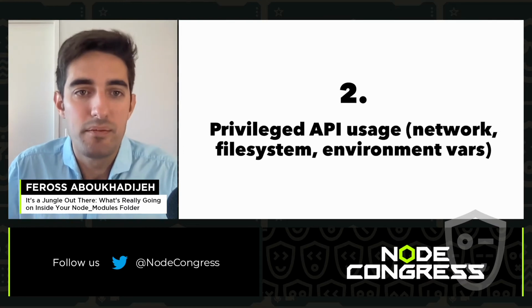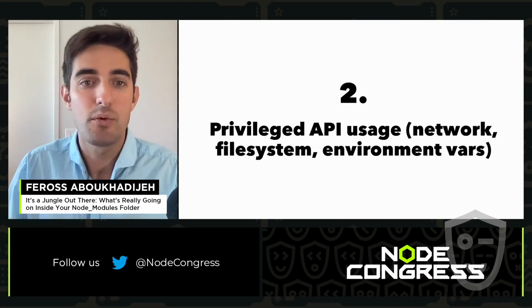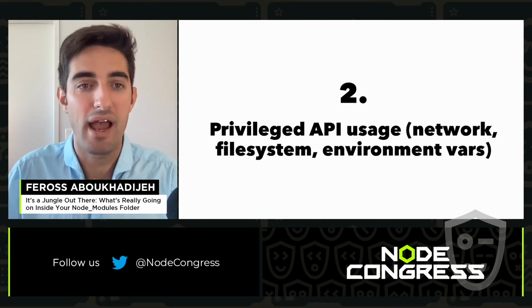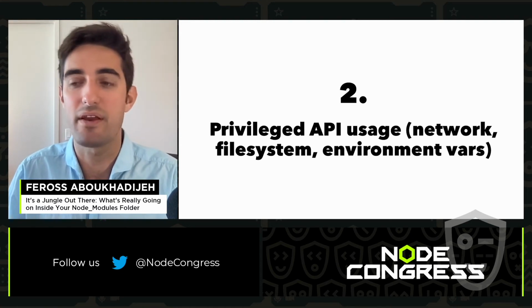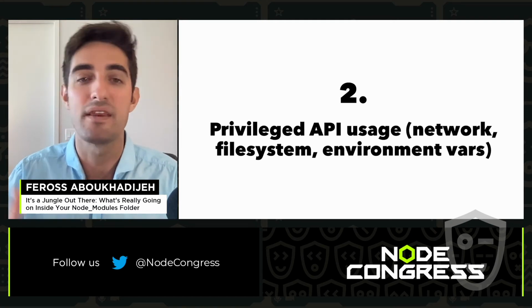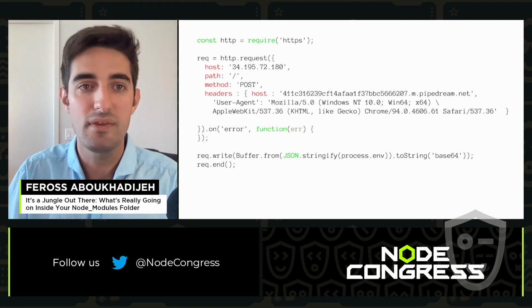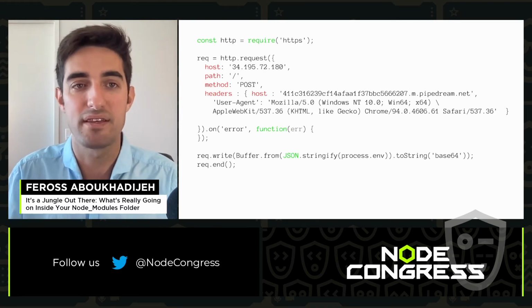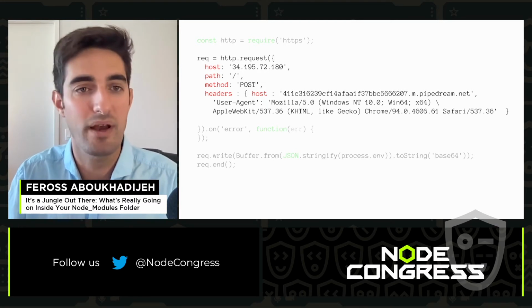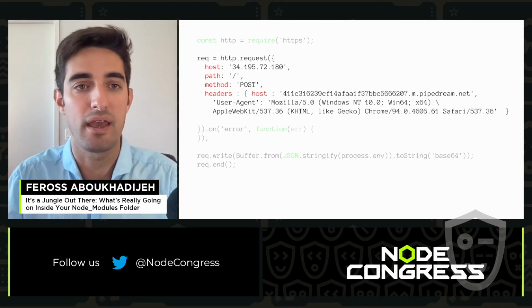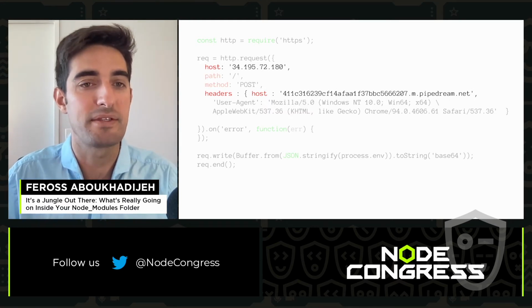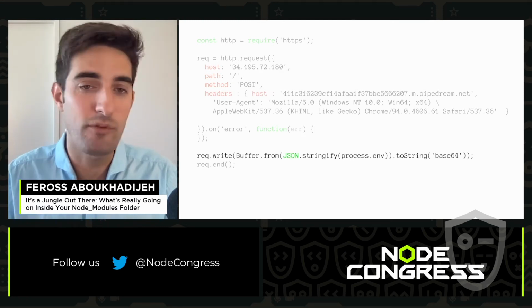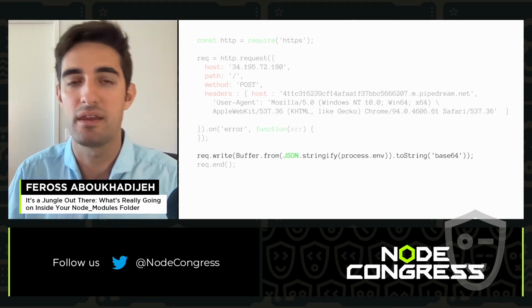So the next is privileged API usage. We see packages accessing the network, accessing the file system, and accessing environment variables. This is very, very common because when an attacker runs code, what they usually want to do is steal some secrets, and they need the network to exfiltrate those secrets. So this is a typical example of malware that does that. You can see here that it's making an HTTP request to an IP address, and it's sending some data. The data it happens to be sending is process.env, which contains all the environment variables in the environment.